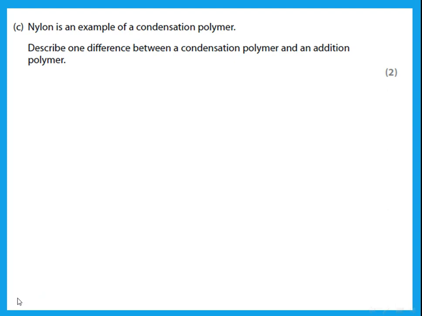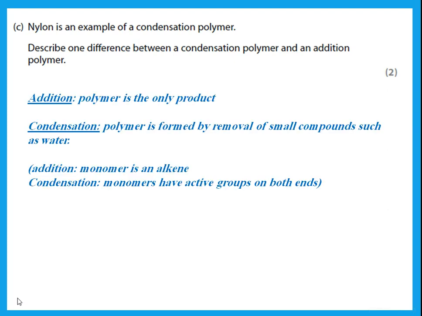Nylon is an example of a condensation polymer. Describe one difference between a condensation polymer and addition polymer. Do you remember the difference between them? The main difference is, in addition polymer, the polymer is the only product, and in condensation polymer, we said the polymer is formed by removal of small compounds. So you're making the polymer and something else, so polymer and water, for example. If you want another difference, we said you could say that in addition, the monomer is an alkene, while in condensation, the monomers have active groups on both ends, or functional groups on both.